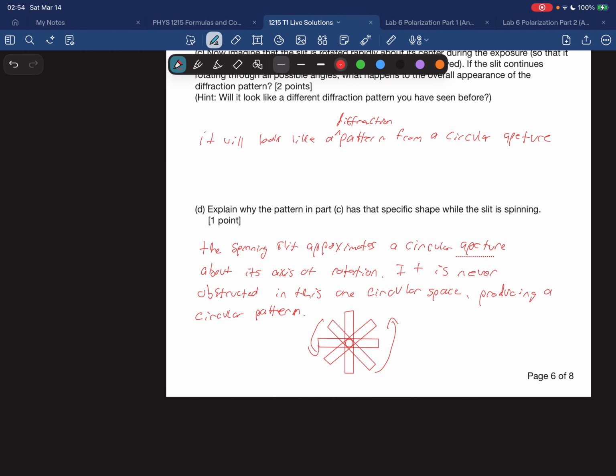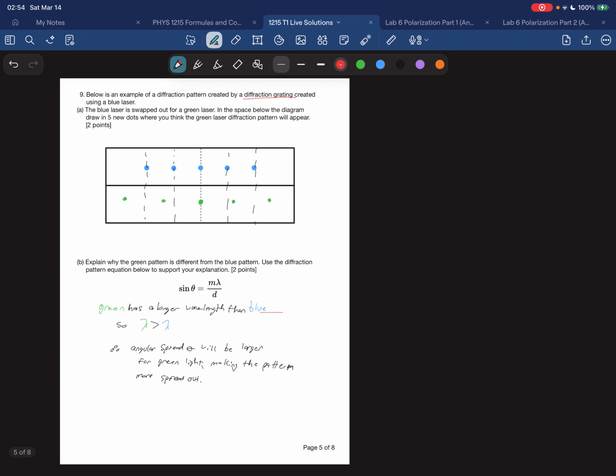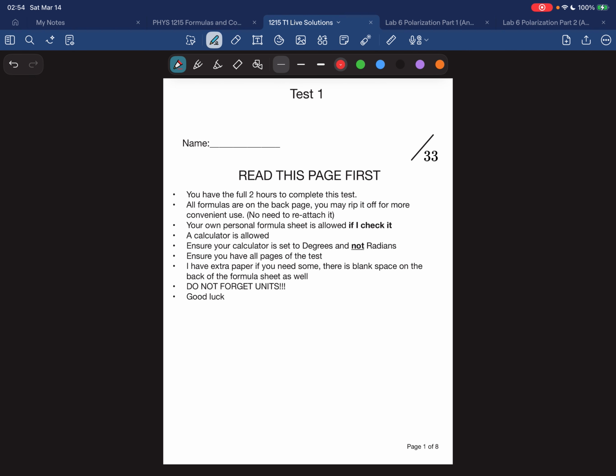So that was it for the test. Overall, extremely well done. I made this way too easy, so expect the next one to be a bit harder. Sorry, I guess. I don't know whether to apologize for that or not.